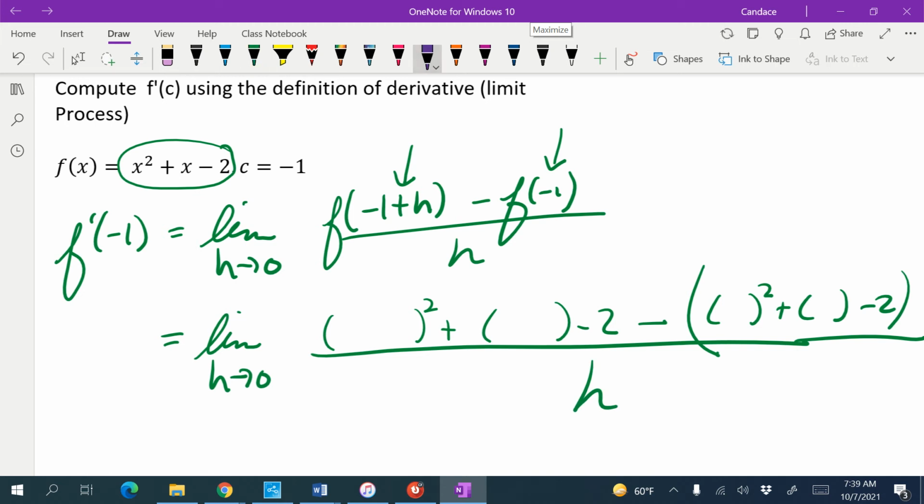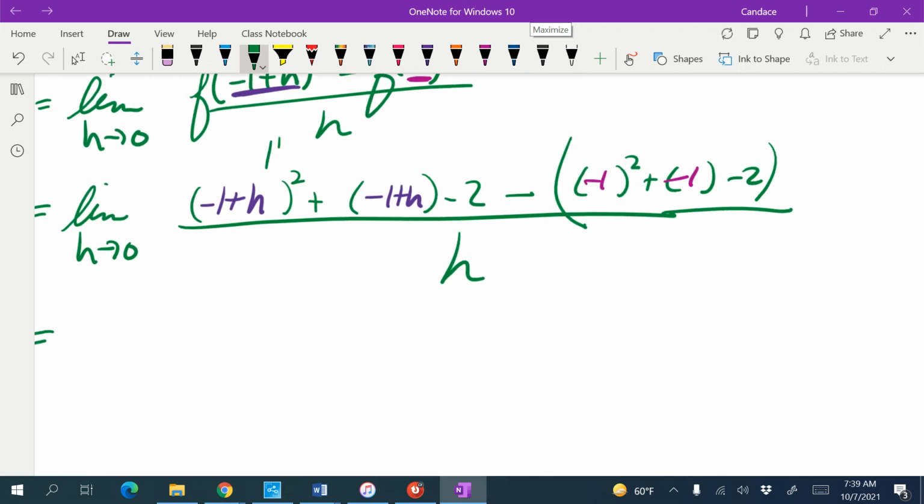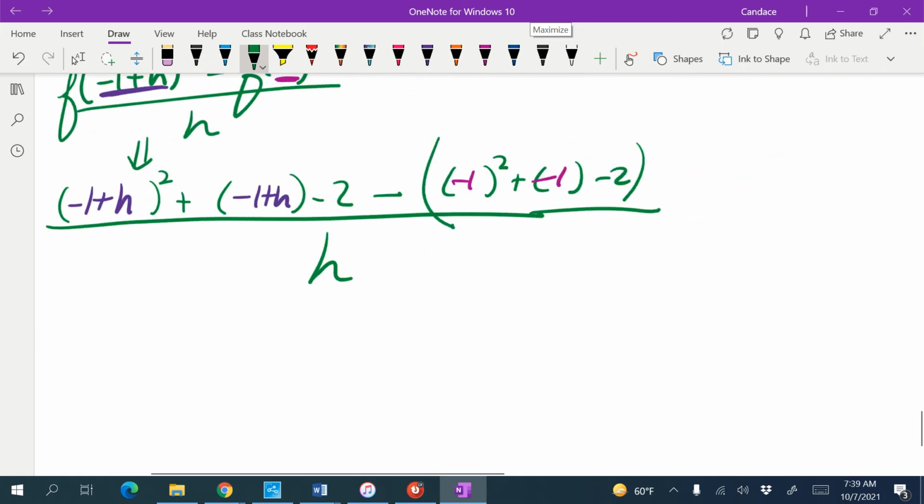Now I'm going to start dropping things into my parentheses. In the first set, I'm going to plug in the -1 plus h, and in the second set, I'm going to plug in the -1. Now I'm going to try to simplify that. The first thing I'm going to do to simplify is a little bit of foiling with this right here, so I'm going to do that work off to the side.